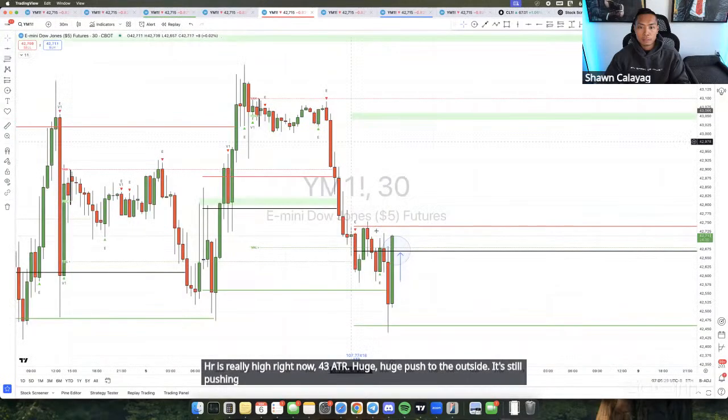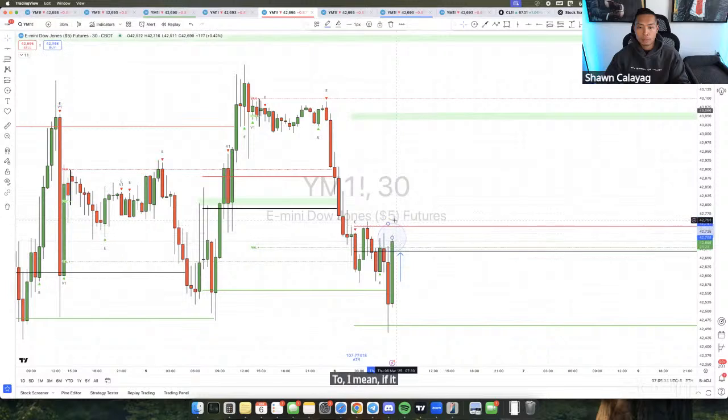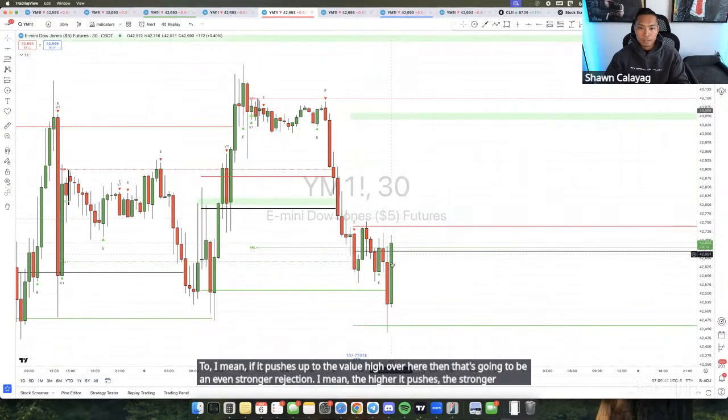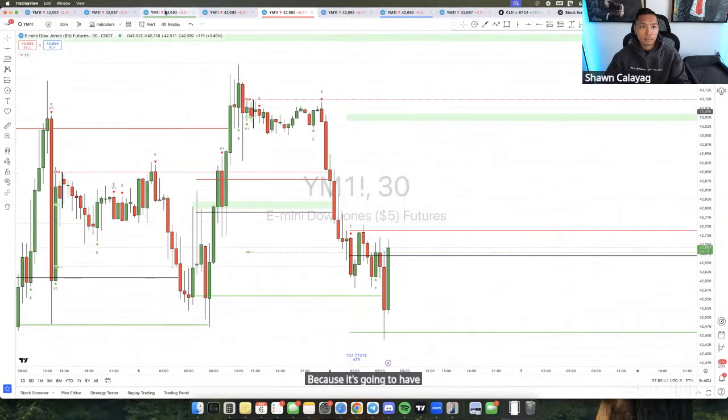So it looks like price might push up to, I mean, if it pushes up to the value high over here, then that's going to be an even stronger rejection. The higher it pushes, the stronger the rejection, of course, because it's going to be overextended and it's going to have to swing back.